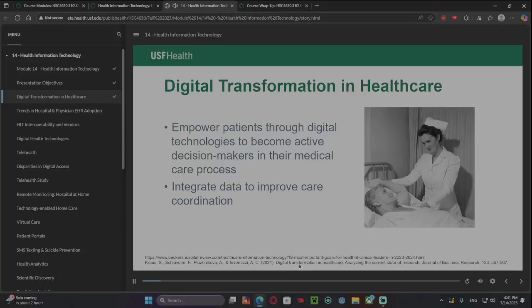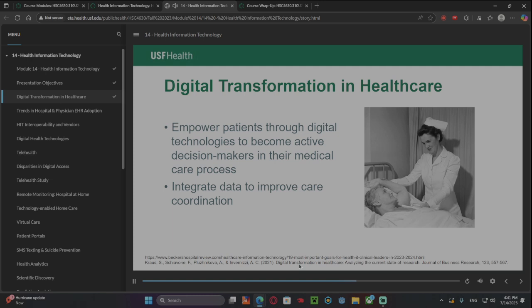We're in the midst of what scholars are calling digital transformation in healthcare. The idea is that we use digital technologies to empower patients to become active decision makers in their medical care processes, offering information through portals and access through mobile devices. Patients who are involved and engaged with their healthcare decisions have better healthcare outcomes.